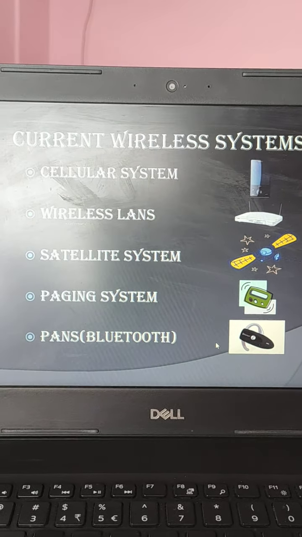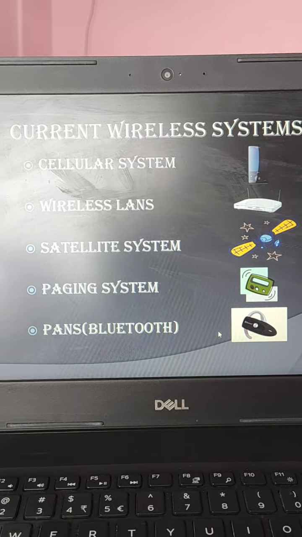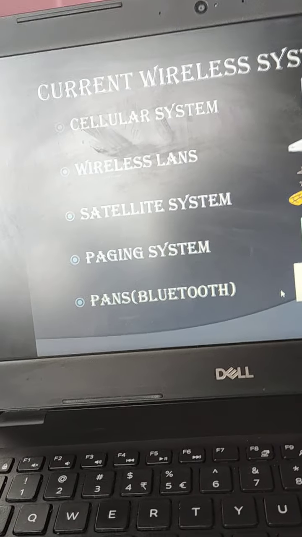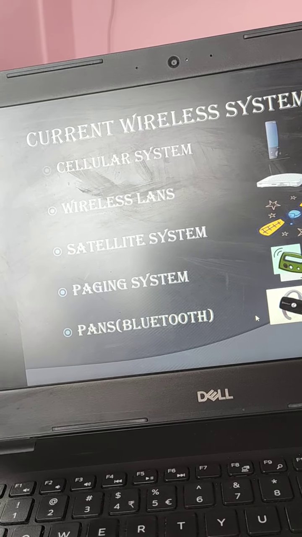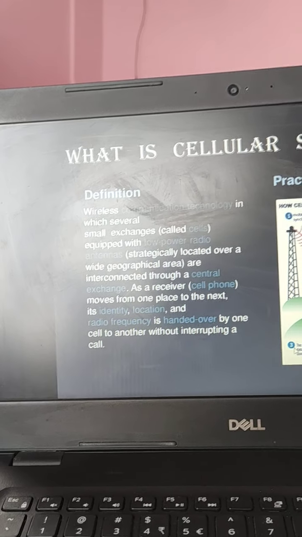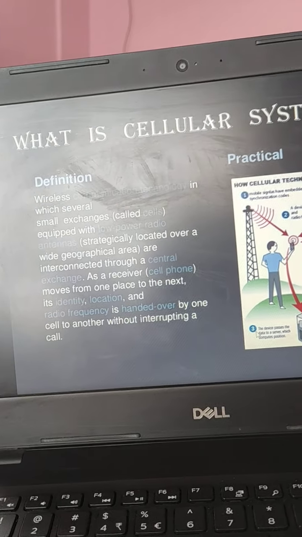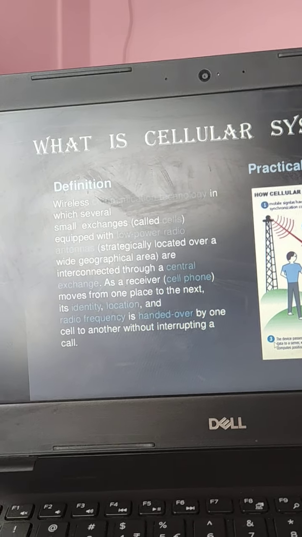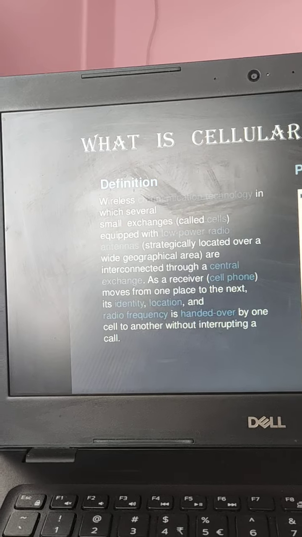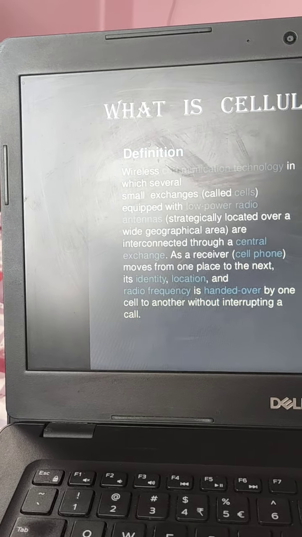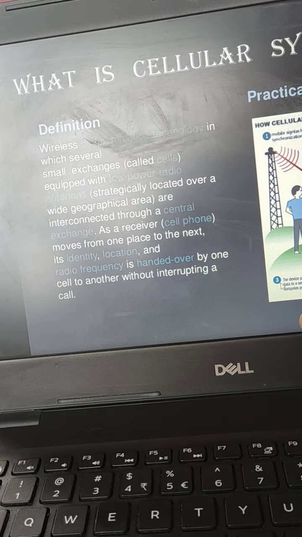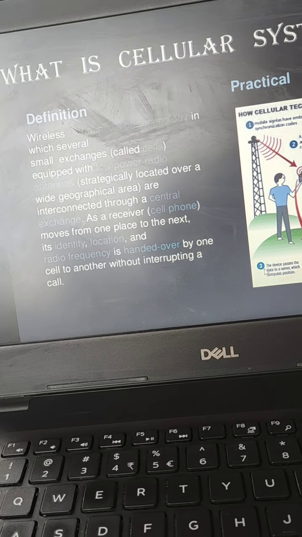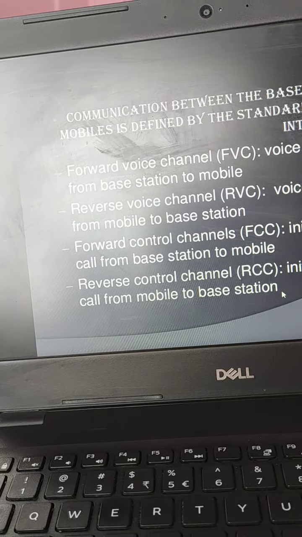The wireless systems we are using currently are the cellular system, that is our mobile phone, then wireless LAN, satellite system, paging system, and Bluetooth devices. Then what is a cellular system? It is wireless communication in which small exchanges called cells are equipped with a low power radio antenna placed at a particular location, and it covers the entire area. As the receiver moves from one place to the next, its identity, location and radio frequency are handed over to the next cell without interrupting a call. That is what we call a cellular system.